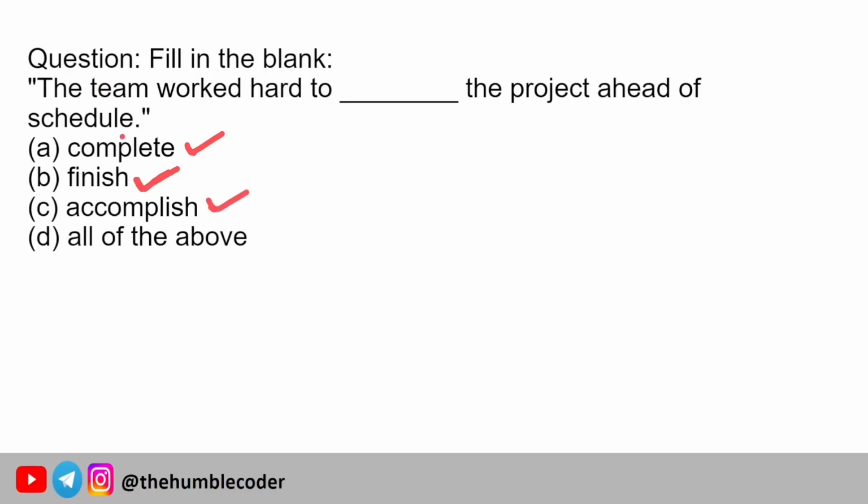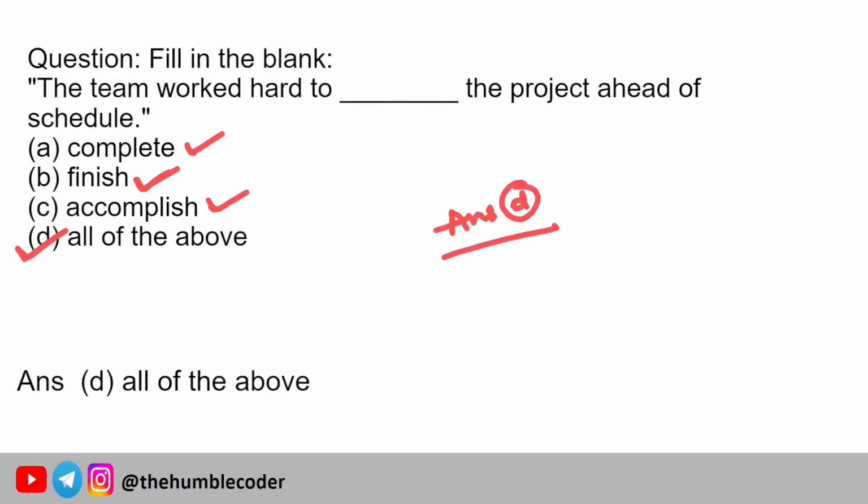So you see, we have tried all three options and all three were fitting. And the fourth option that we have is all of the above. So that's why we will select the option as all of the above, because all these options are fitting in the blank. So the correct answer is option D, all of the above.